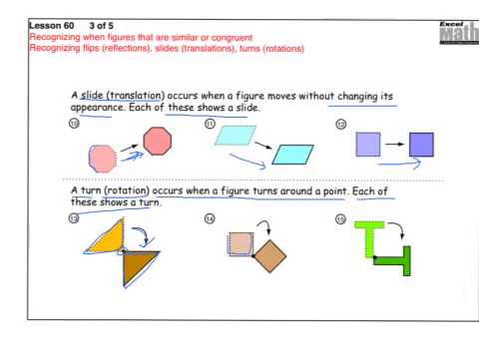Same thing here, we have this square, and it just twisted over here, or did a turn. And then here we have the letter T, and it did a turn down to this spot right here.